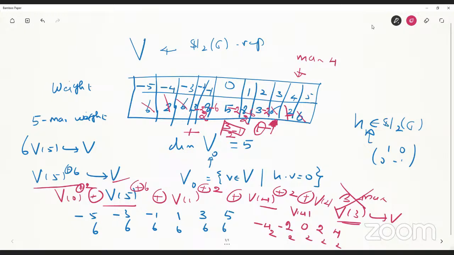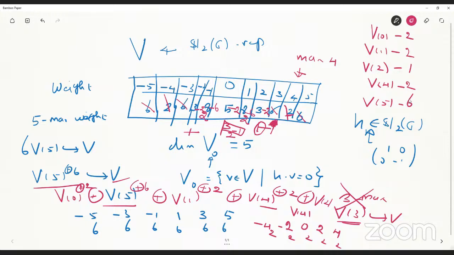So what is the thing? V0 occurs twice, V1 occurs twice, V2 occurs once, and V3 doesn't occur. V4 occurs twice, and then V5 occurs 6 times. So that is how you calculate the multiplicity of irreducible representations of this capital V.